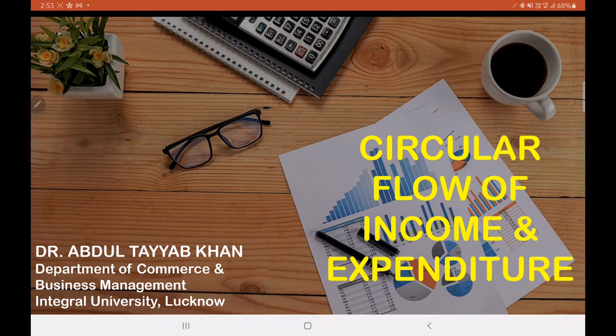So here we are discussing the circular flow of income and expenditure. What is circular flow of income and expenditure? The circular flow of income and expenditure shows connections between different sectors of an economy. It shows how the various sectors present in an economy interact with each other, and how the transactions between these sectors take place.